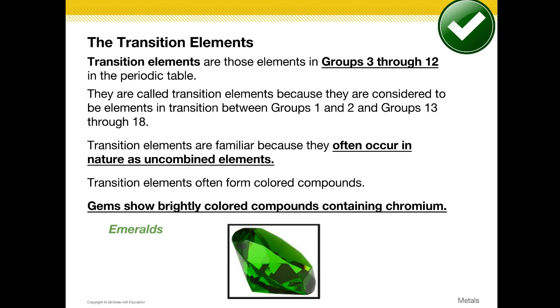The transition elements are in groups 3 through 12. These are all metals. And what does it say here? They frequently occur as pure elements in nature, like gold and silver can be found in pure states. And the last thing on here is gems. If you look at gems, they are brightly colored. For instance, emerald is a chromium gem, and that's why it's green.